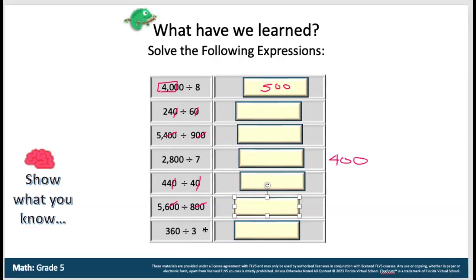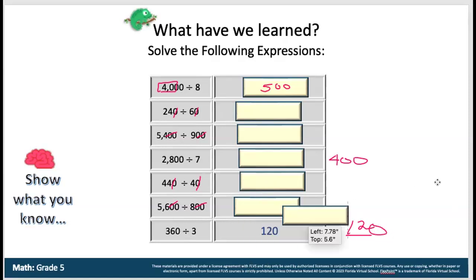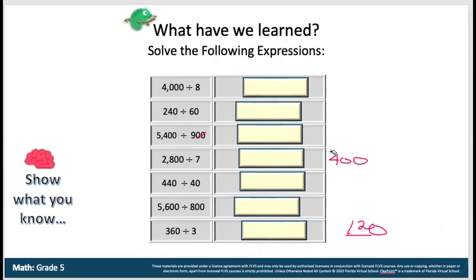360 divided by 3. Well, this one doesn't have a power of 10, so I'm just going to take that 0 and put it on at the end, and now I'm going to do 36 divided by 3. So I know that 3 times 12 is 36, but I'm putting that 10's place value holder over there. 120. Oh, man. So, way to go. Totally rocked it. So let's get ready to head on over and look at our assignment today over in Buzz.